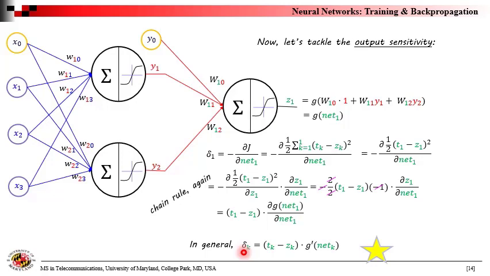In general, the delta function, the output sensitivity for node k of the output, is going to be the distance between the desired output, the one that we're targeting from our training data, and the one that our neural net actually produces, times g prime applied to net k.